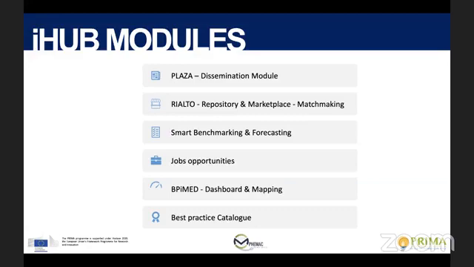So Rialto is a repository and marketplace with a set of matchmaking tools and filtering tools. We have the smart benchmarking and forecasting tool, and this is where, thanks to Dr. Nadeem's team, we have harnessed the PPAP into the IHAP and actually have the smart part of the project running through the IHAP platform. The job opportunity is like a bank of jobs in the region for those projects featured over the platform. We also have a set of business intelligence tools to develop dashboards, and we are putting all this together in a form of best practice reports and catalog.